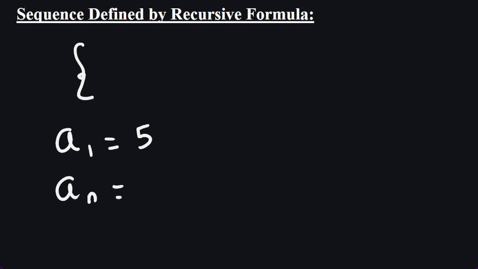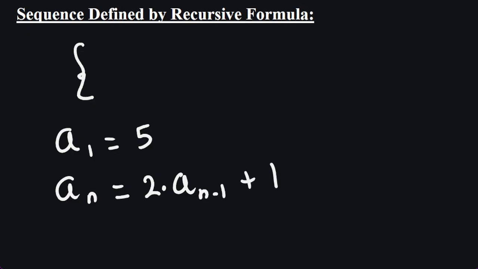Hey everyone, in this video we'll learn about sequences defined by a recursive formula. So let's go through an example, and let's say we want to build out a sequence. We'll open up our curly brackets, and we know that the first term in the sequence, a sub 1, is 5. We also know the formula for this sequence: a sub n equals 2 times a sub n minus 1 plus 1.